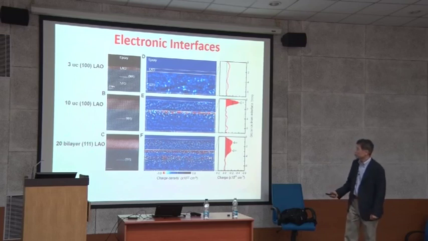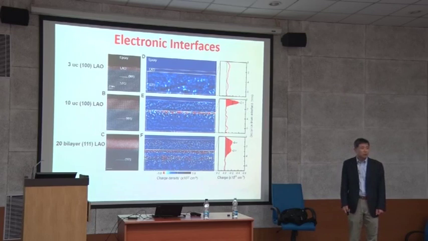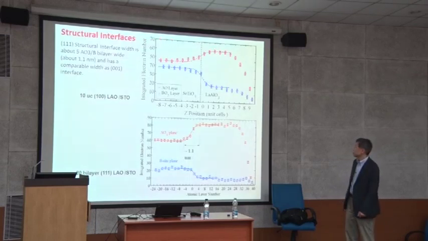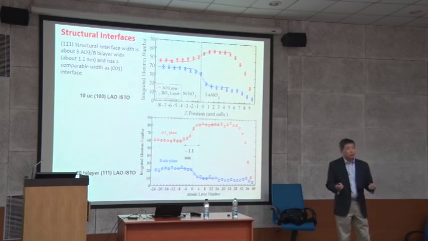For 111, 20 bilayers, 111 direction, you see a much broader 2D electron gas rather than a sharp 2D electron gas. So that's something very curious. Why is this one broad and why is this one narrow? Is what is measured coming from some interdiffusion or some other structural thing, or is it purely from the electronic reconstruction point of view?